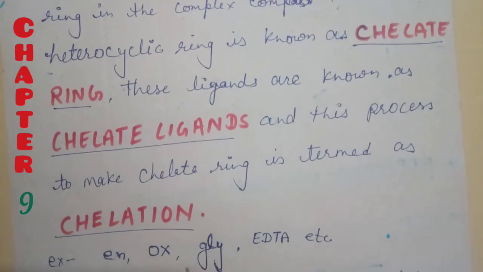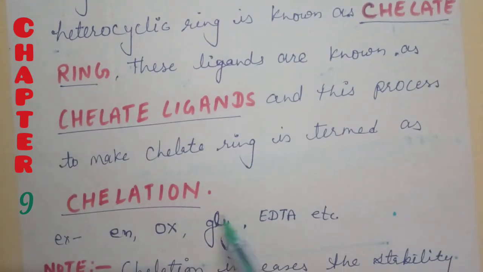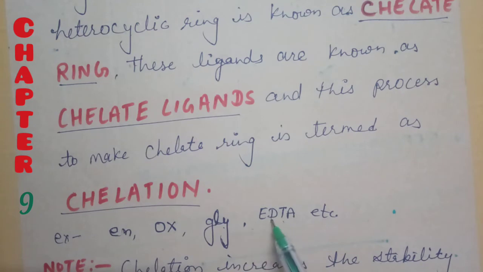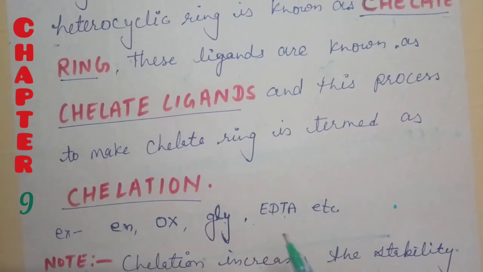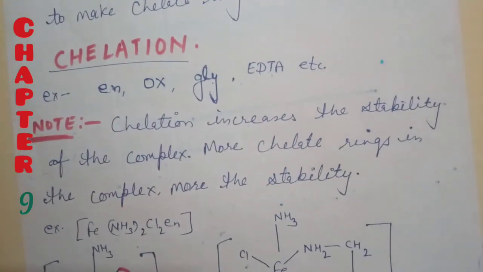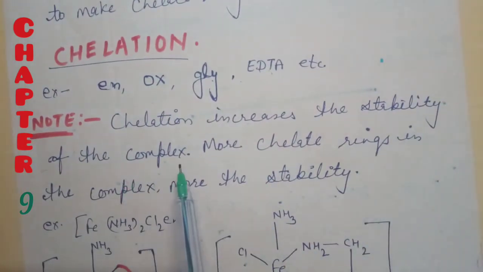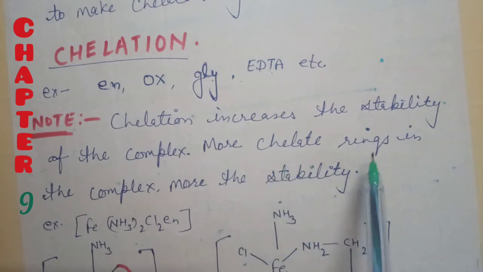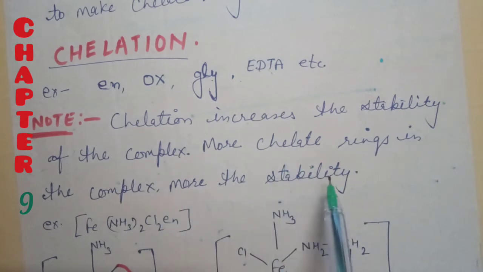Okay, see some bidentate or polydentate examples. en means ethylenediamine, ox means oxalato, gly means glycinato, and EDTA means ethylenediaminetetraacetic acid. Okay, it is a very important note that chelation increases the stability of the complex. The more chelate rings in the complex, the more will be the stability.